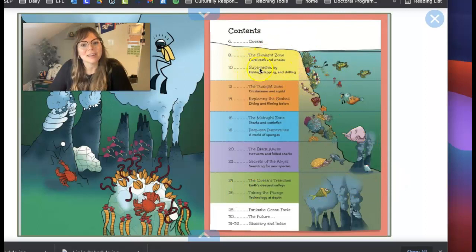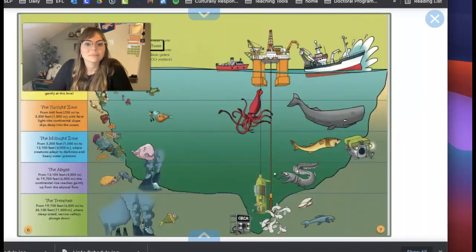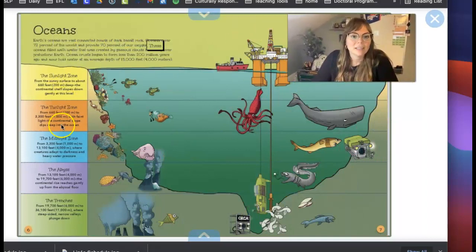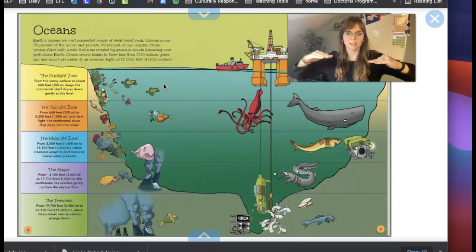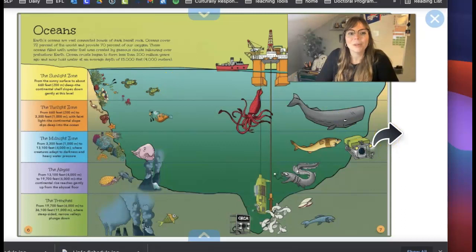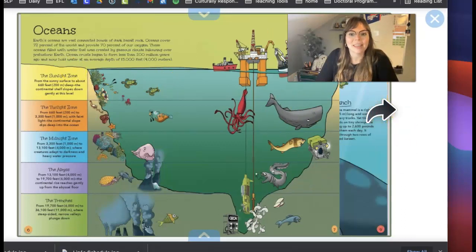Today we will focus on the sunlight zone. We'll read up to page 12 today. This is an overview of the ocean and the 5 ocean layers: the sunlight zone, the twilight zone, the midnight zone, the abyss, and the trenches. We'll learn about the sunlight zone today.